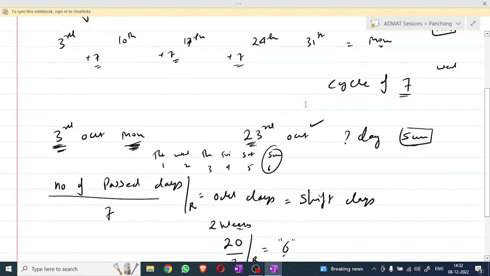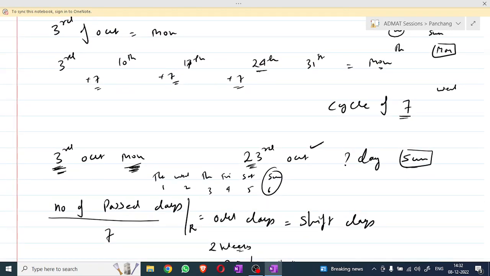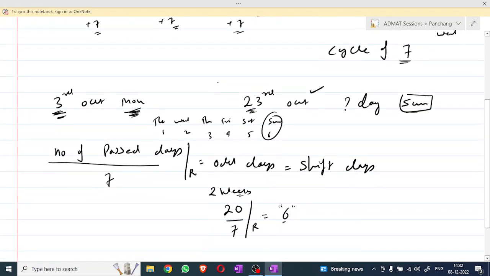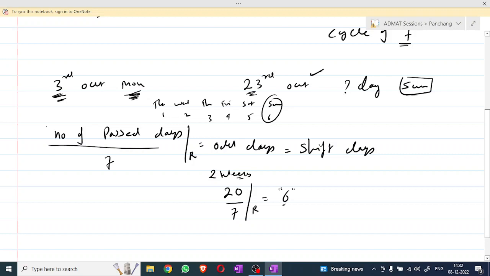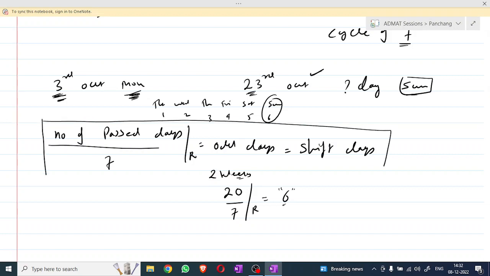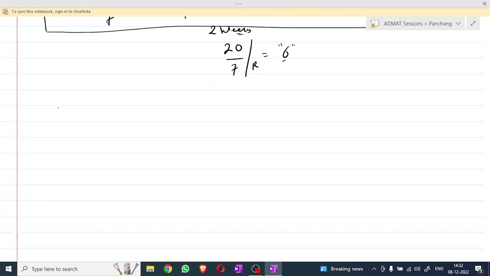I can verify this for you here as well. See, 24th was Monday, so 23rd must have been a Sunday. What I want you to highlight here is this formula. Number of days passed divided by 7, the remainder is called odd days or shift days. Let me create some more examples. If I stick with the same idea, 3rd of October was Monday, can you find for me what will be 21st of December? Same year, same year.